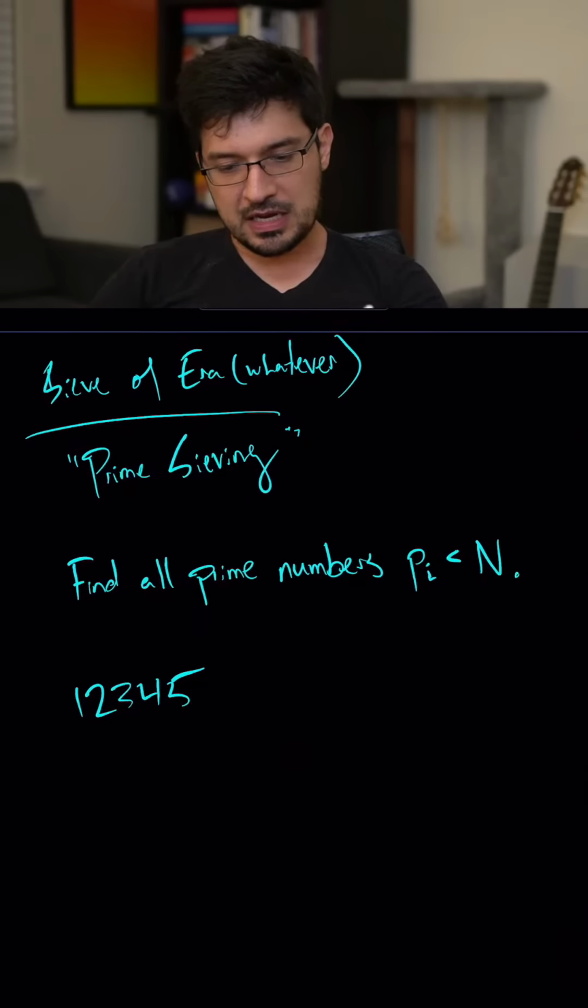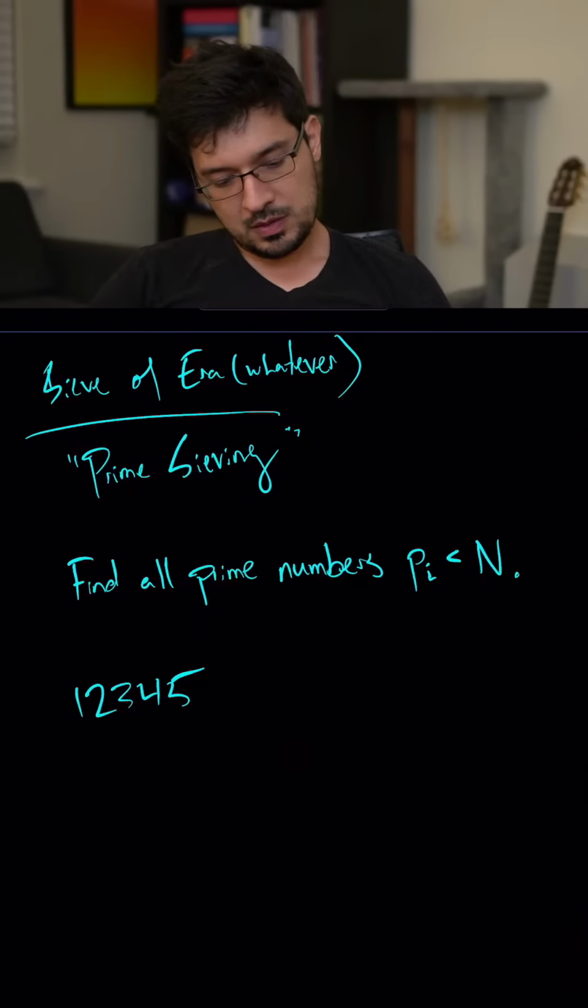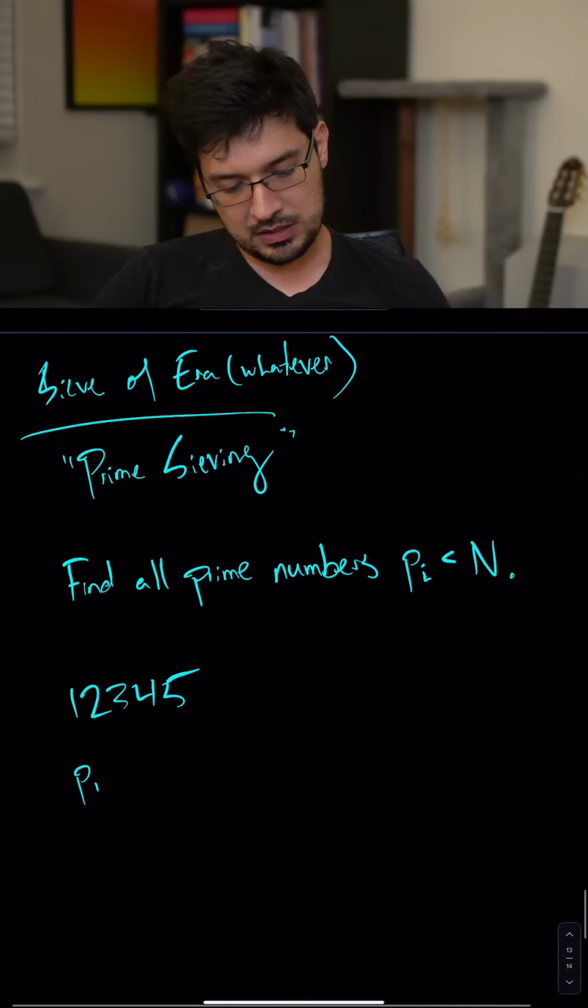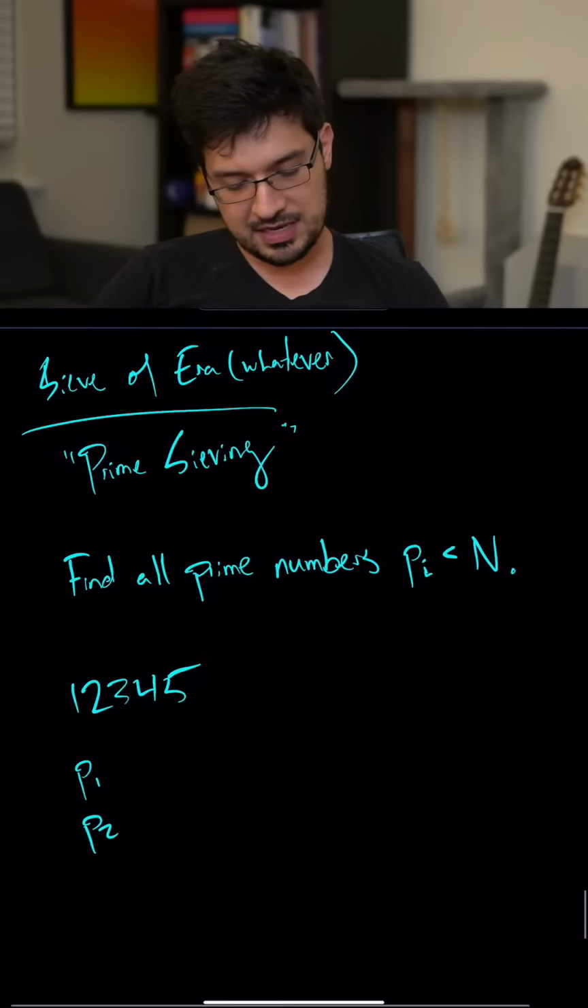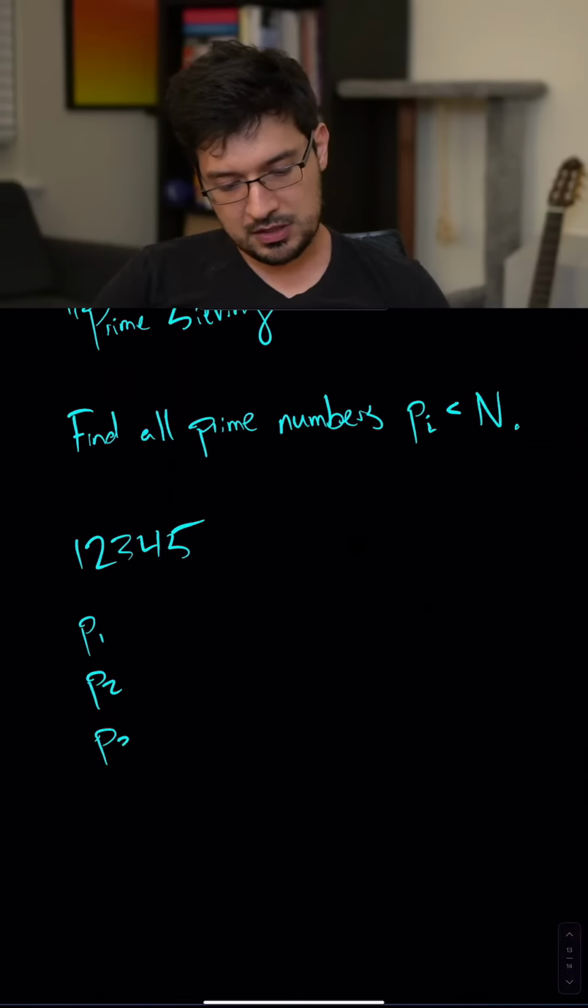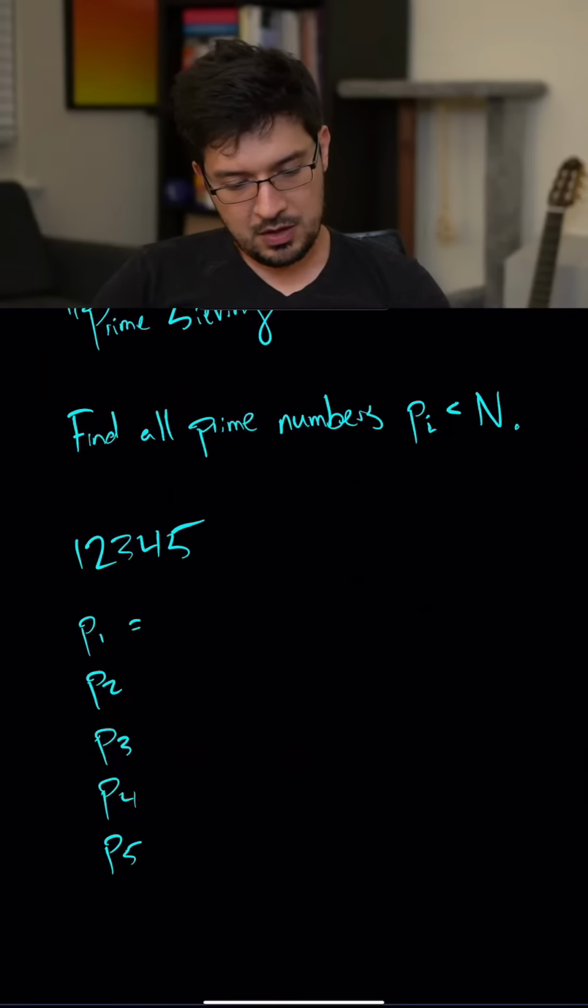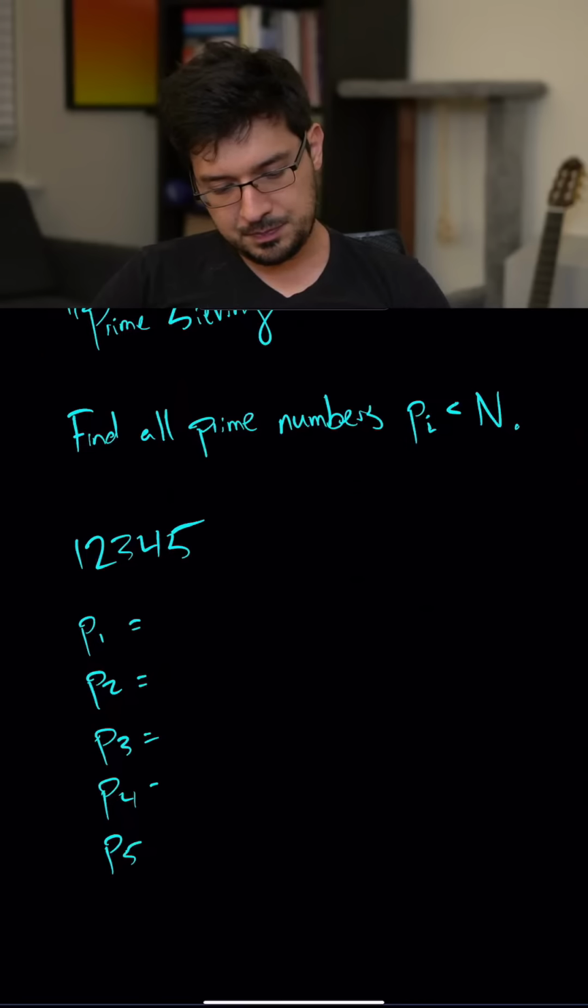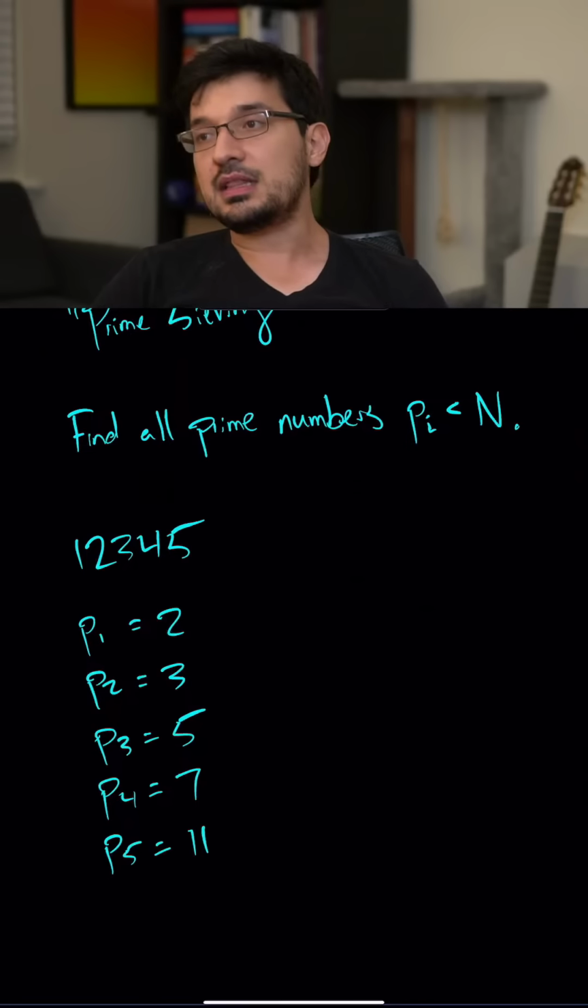So I want to find, let's ask some questions. What is the first prime? What is the second prime? What is the third prime? What's the fourth prime? And what's the fifth prime? We probably know these, right? The first prime is 2, the second prime is 3, the third prime is 5, the fourth prime is 7, and the fifth prime is 11.